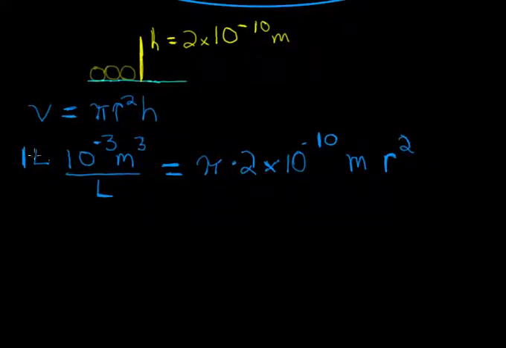So I have a number on the left-hand side here in meters cubed. I'm going to divide it by this pi times 2 times 10 to the negative 10th meters. So 10 to the negative 3 over pi times 2 times 10 to the negative 10th.